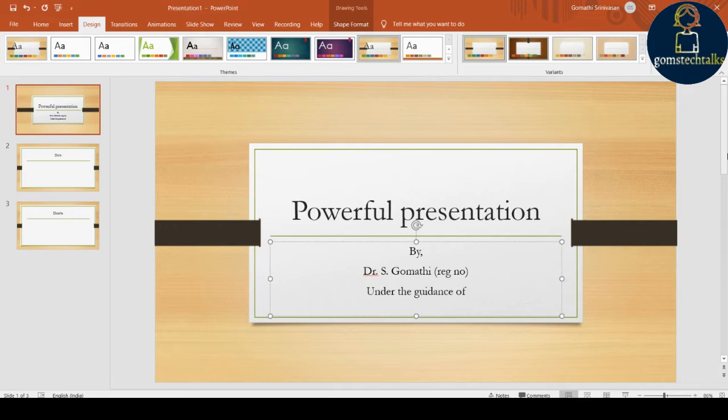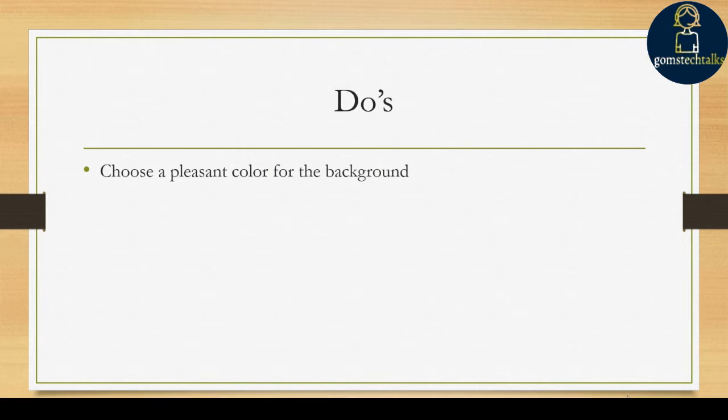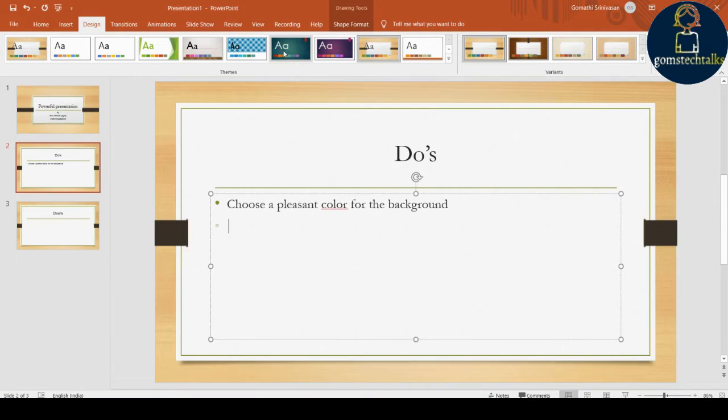So what you have to do next is start your next slide. Before proceeding, you should know what the do's and don'ts are. The first thing is you have to choose a pleasant color for the background. Now you can see that this is a pleasant color, and that should be properly visible if you are projecting on the screen. Not only on the screen, if you are making it as a presentation, you should be very clear that it is very pleasant and it is having a good color.